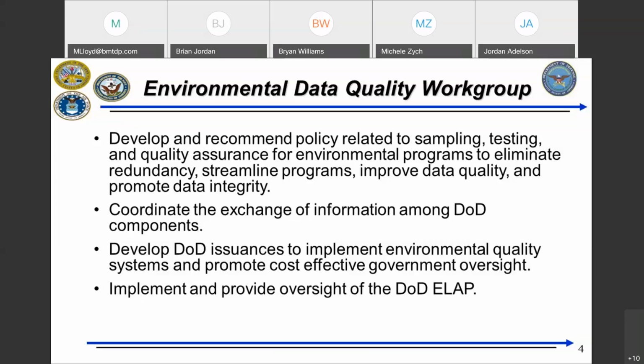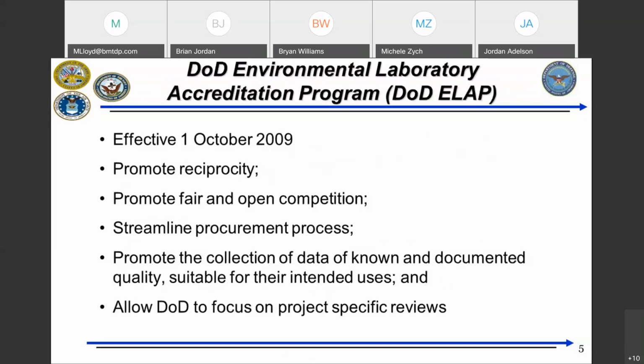We develop DoD issuances to implement environmental quality systems to promote cost-effective government oversight, and obviously this implementation and provide oversight of the DoD ELAP is a major function that we perform. And so the DoD ELAP, as I just mentioned, Alyssa's going to give a lot more details on this, but the program really started in 2009 and is a great example of just us working together, as one department carrying things forward, right?